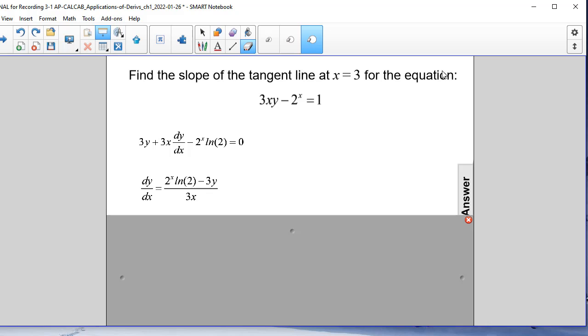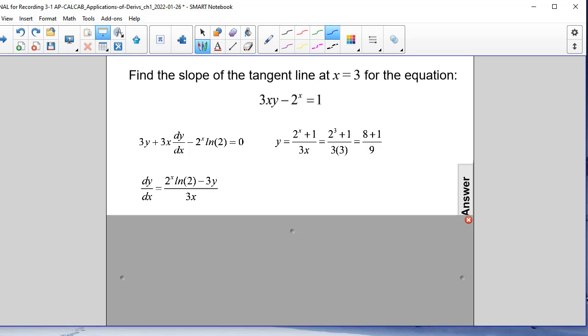And doing that, I end up with y is equal to 2 to the x plus 1 divided by 3x. Now that I know that x is equal to 3, I'm going to replace x with 3 here and here. And that gives me 2 to the third power plus 1 divided by 3 times 3, which is 8 plus 1 over 9, or y is equal to 1.